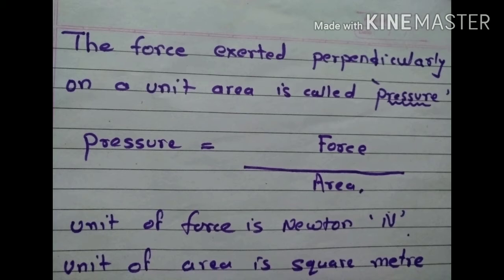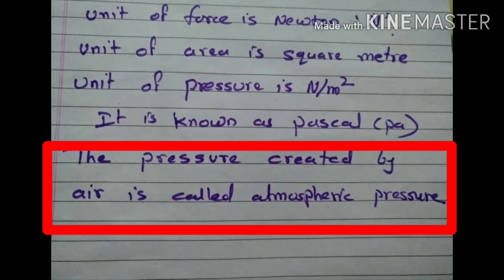As force is denoted by F, area is denoted by A. So F by A is equal to P, that is pressure. The unit of force is Newton and unit of area is square meter. Therefore, unit of pressure is equal to Newton per meter square, that is, Newton per meter square means Pascal.